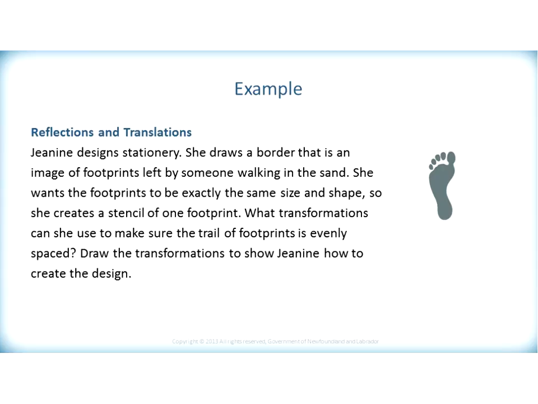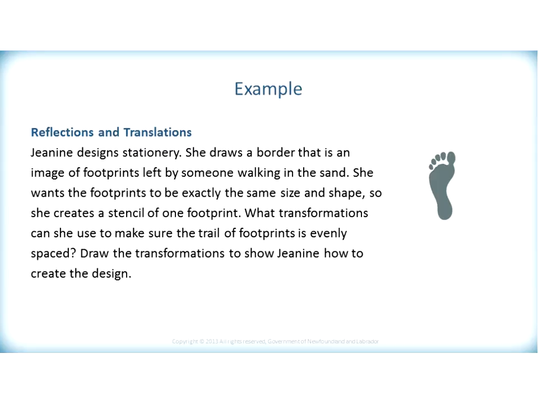Okay, so we're going to look at another example here now. Janine designs stationery. She draws a border that is an image of footprints left by someone walking in the sand. She wants the footprints to be exactly the same size and shape, so she creates a stencil of one footprint. What transformations can she use to make sure the trail of footprints is evenly spaced? Draw the transformations to show Janine how to create the design.